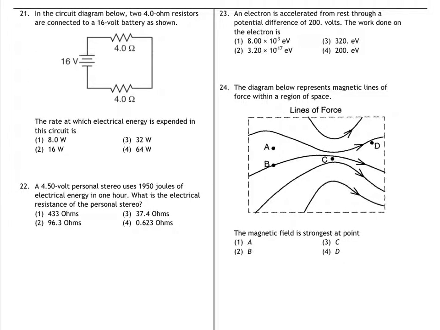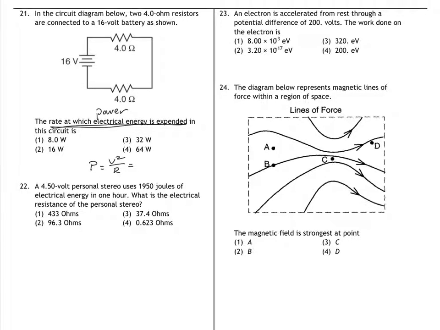21. We have a nice series circuit, and they want to know the rate at which electrical energy is expended in a 16-volt 4-ohm circuit. Now, the rate at which energy is expended is code for power. So we are looking for power again, and again, we only have information of V and R. So let's go ahead and use that same equation, V squared over R.